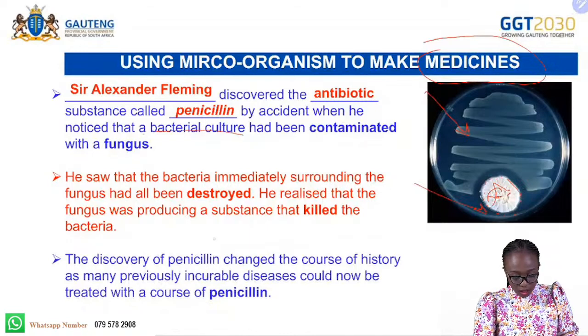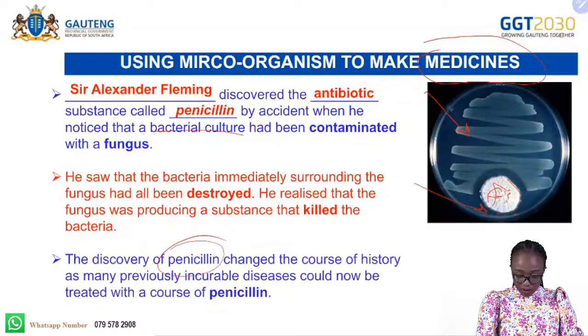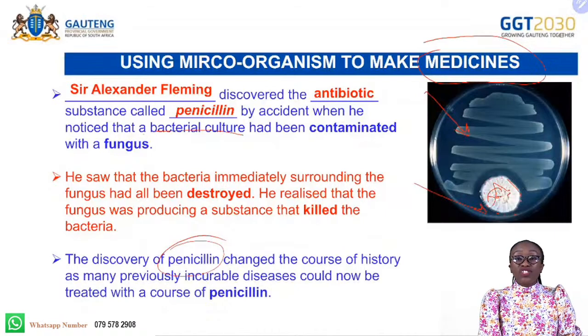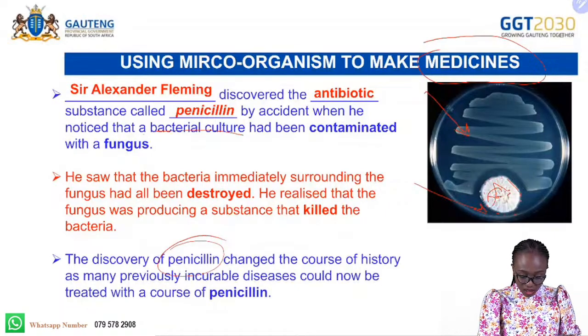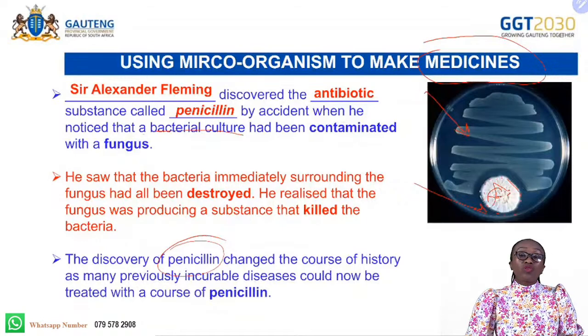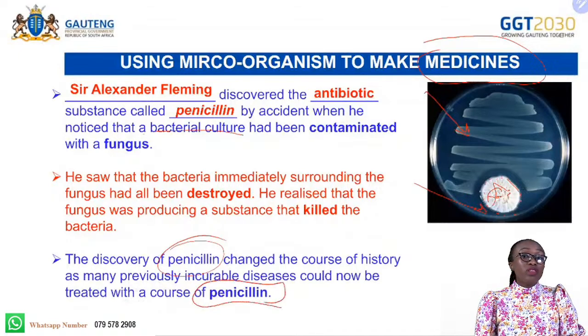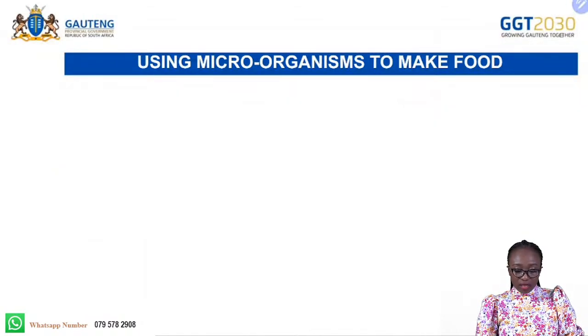So the fungus was producing this substance which is harmful to bacteria, and it changed the course of history of many incurable diseases that existed during that time, and these diseases were then cured with penicillin. So they continued growing the fungus so that they could treat different ailments that are caused by bacteria.